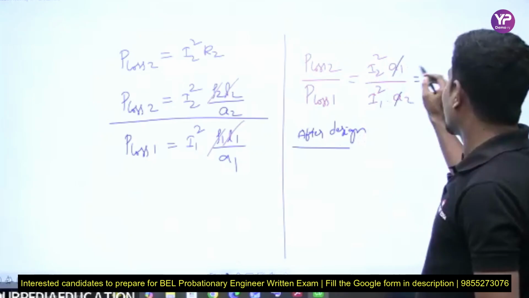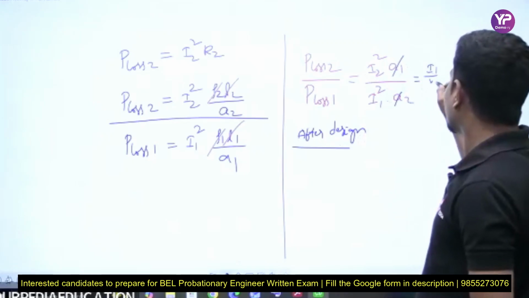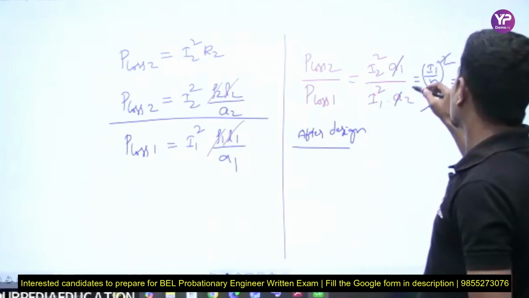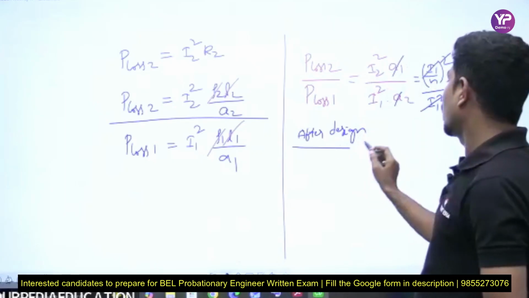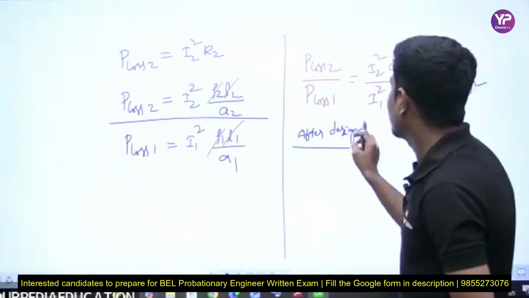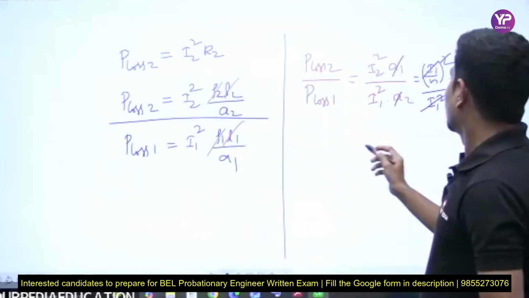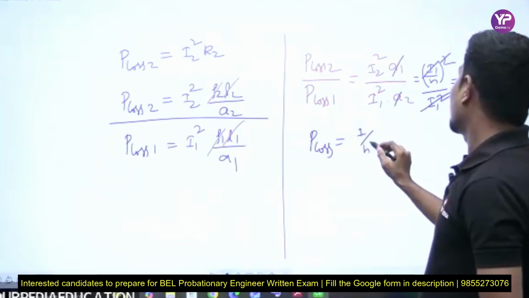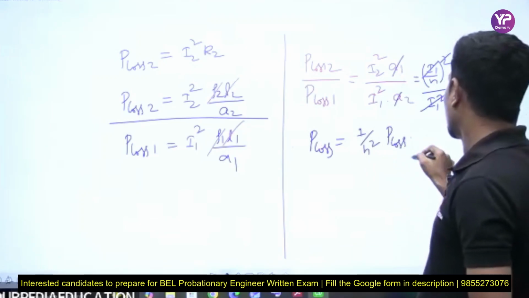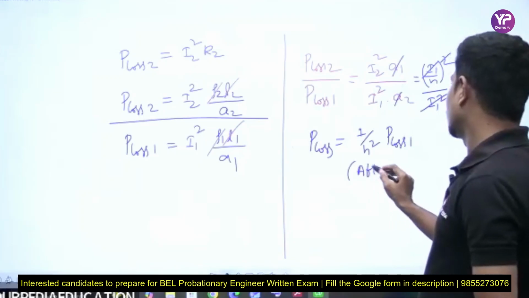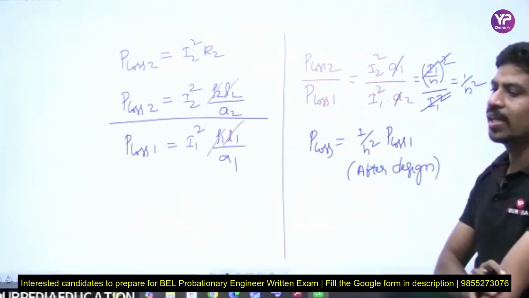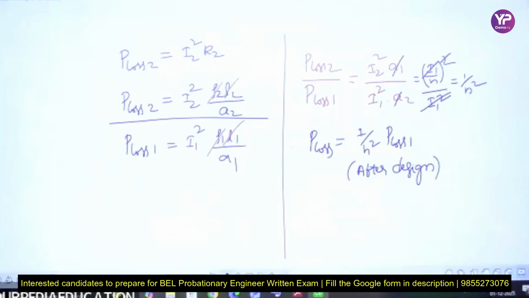Now power loss. What is I2? I2 is I1 by n, whole square, by I1 square. I1 square, I1 square gone. You are left with 1 by n square. This is after design. Power loss 2 is equal to 1 by n square times power loss 1. So this is what after design means, after the transmission line is designed. It's not possible for us to change the area of cross section.